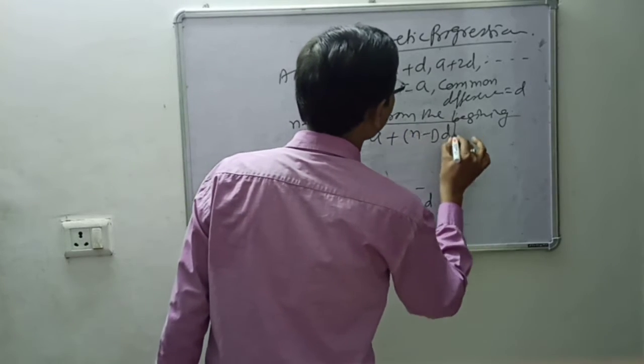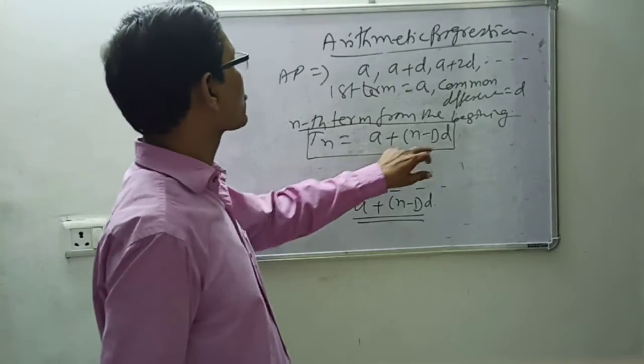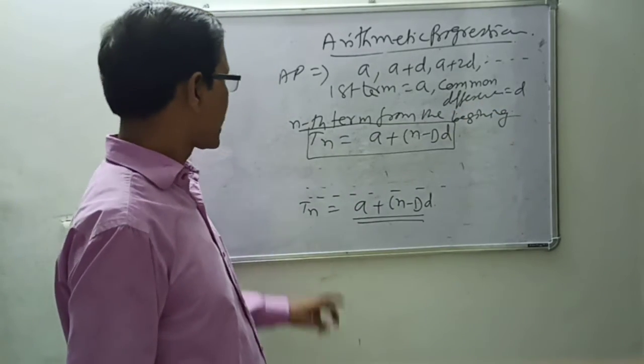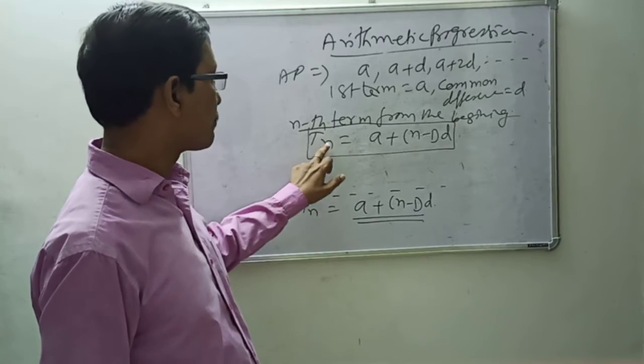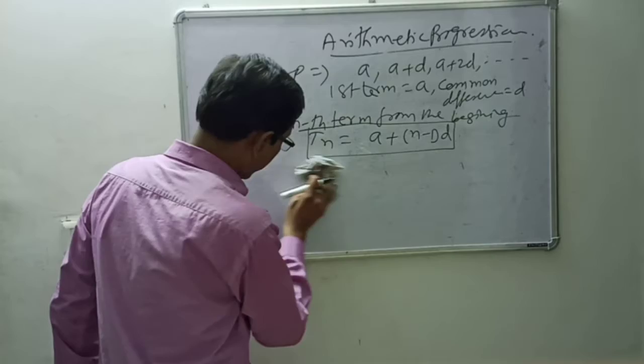Here A stands for the first term, D stands for the common difference, n stands for the number of terms, and Tn stands for the nth term from the beginning.